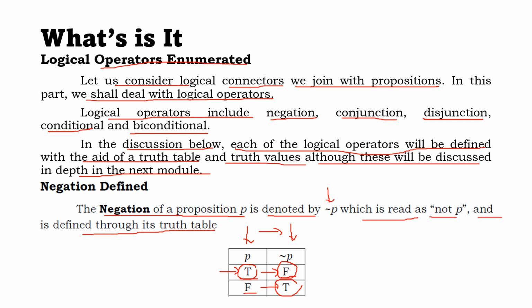Again, if the truth value of your original proposition is true, and you're asked to find the negation of that proposition, then the truth value of the negation is now equal to false. It is simply totally opposite of the truth value of your original proposition. So that's how we define the negation of your proposition P here.